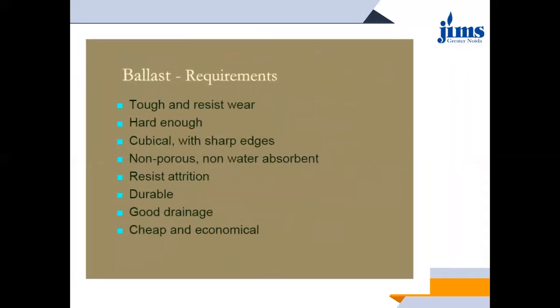Now these are certain requirements which should be considered while selecting a material for ballast. The ballast material should always be tough and resistant to wear. Then it should be hard enough. It should be cubical with sharp edges. That means the elongation index and flakiness index should not be too high or too low. It should be within a nominal value, that is around 15%.